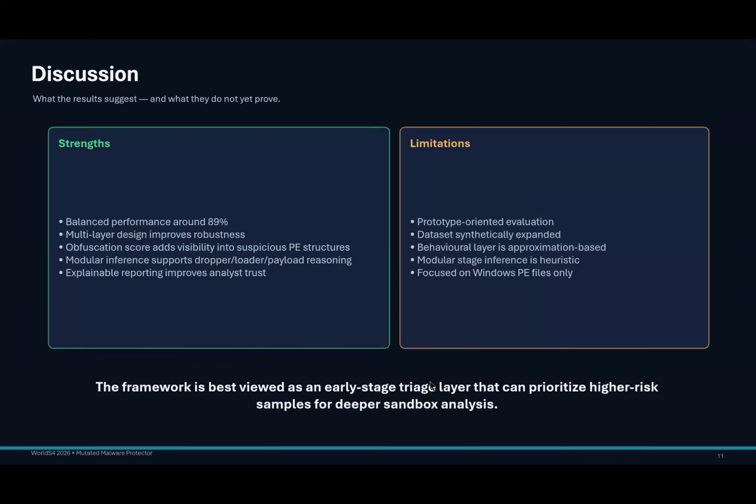So if we see the strengths, it has a balanced performance of around 89%, and it comprises a multi-layered design that gives improved robustness. It also has an obfuscation score that adds visibility to suspicious PE structures. And it has modular inference support that would detect the role of the malware, whether it is a dropper, a payload, or a loader. It also gives users explainable reporting output that adds trustworthiness.